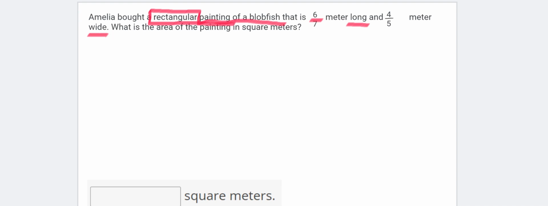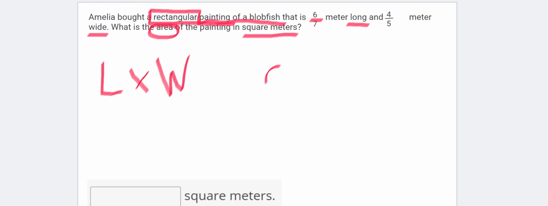What do you think we are trying to find out if it gives me the length and the width? That's right, we are finding the area. What's the formula for area again? That's right, I'm going to use length times the width. And that will give me how many square meters there is. I'm going to take 6/7, which is the length, because that's how long it is. And I'm going to times it by 4/5, because that's how wide it is.